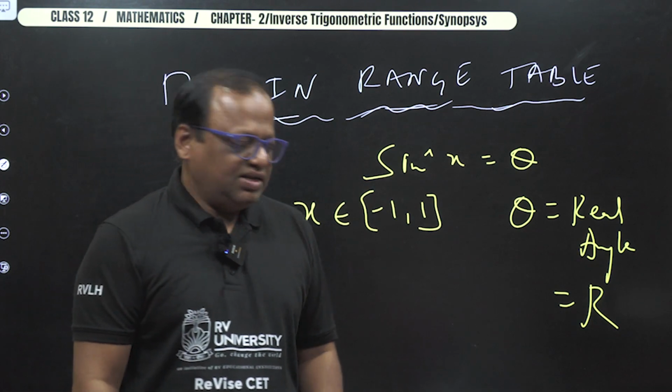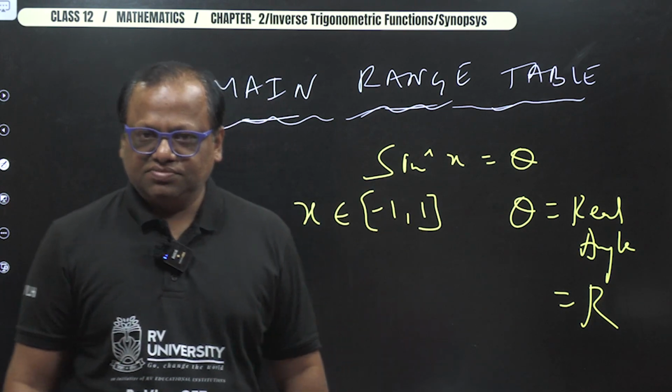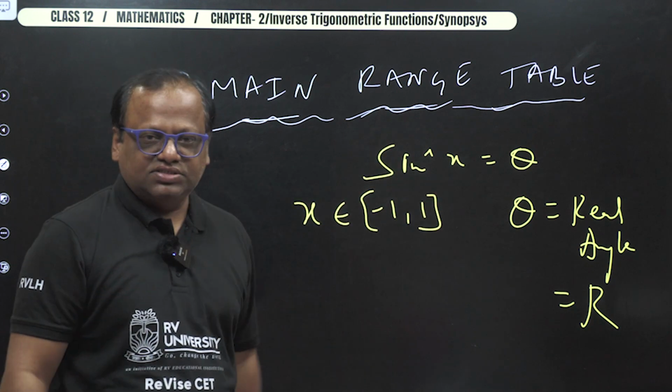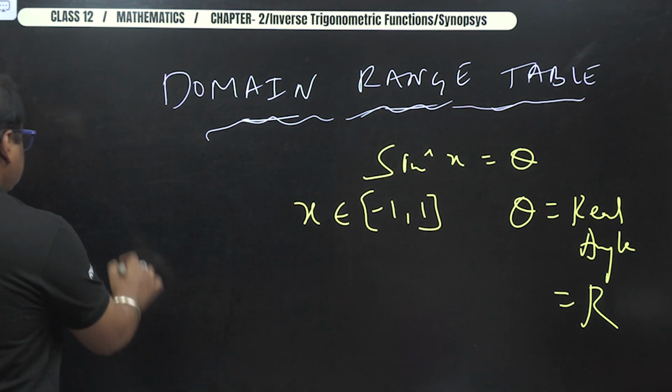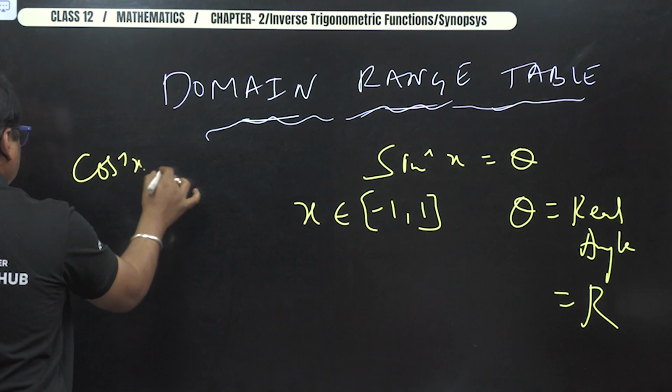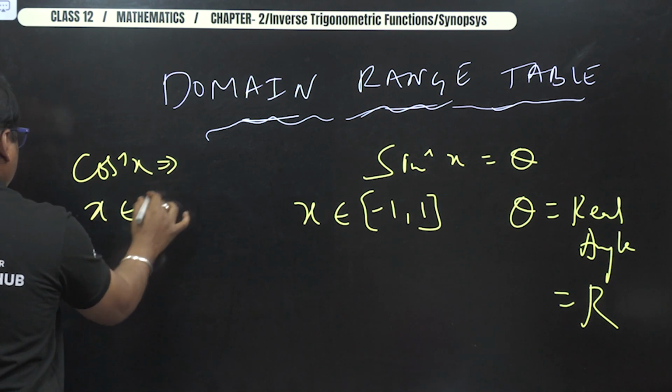Real number means basically it can take any value. We have no issues. So this is your sine inverse of x. So what about cos inverse of x, sir? Same thing. X belongs to -1 to 1.